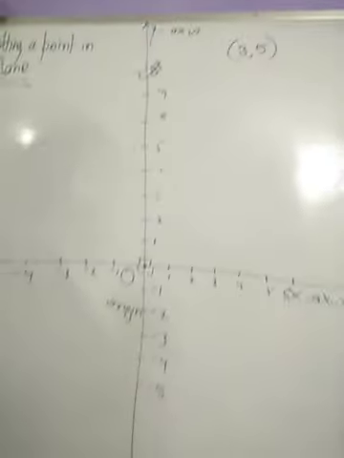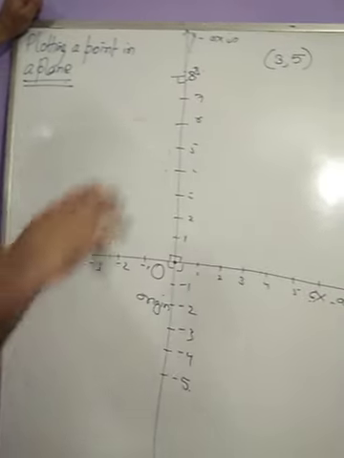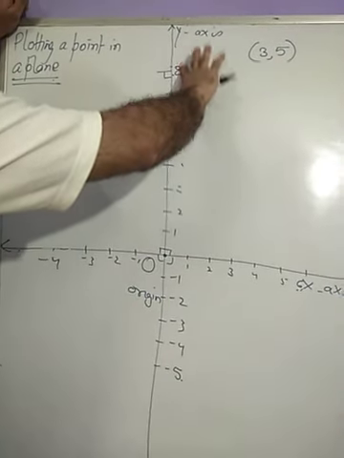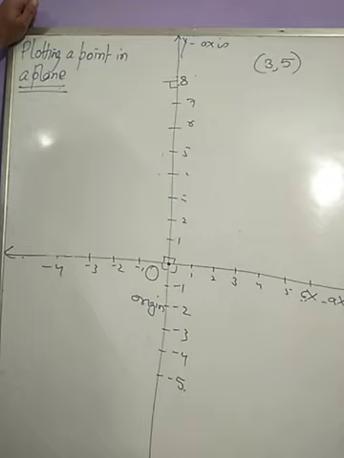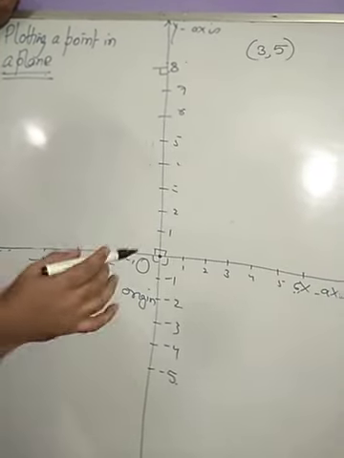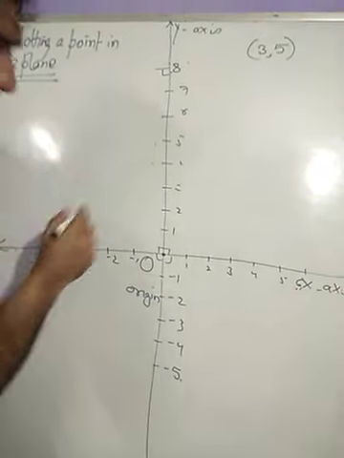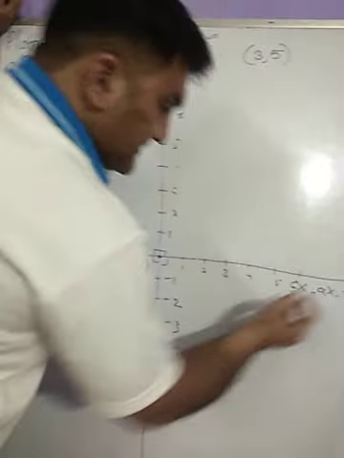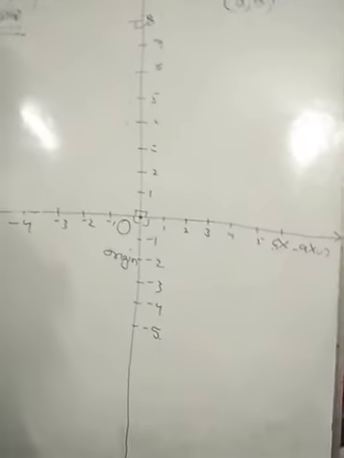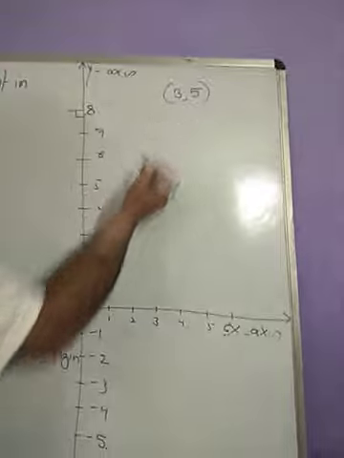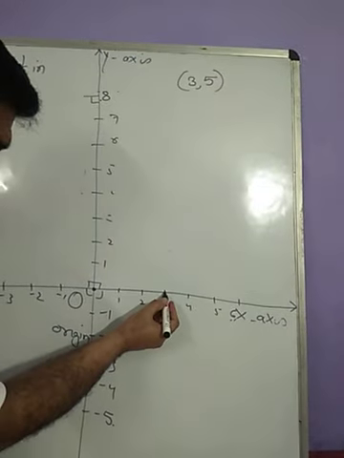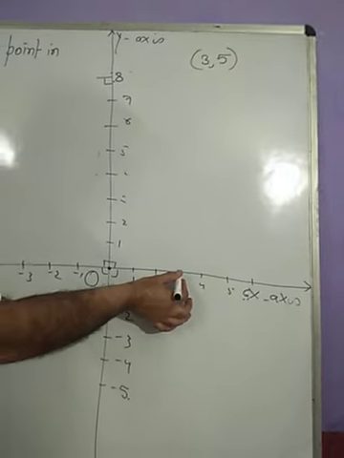Firstly, the most important thing you have to remember is, whenever a point is to be plotted, the pencil will first be placed on the x axis. Always remember this. What is the x coordinate? 3. Where is x 3? Here it is. The first pencil will be placed here.